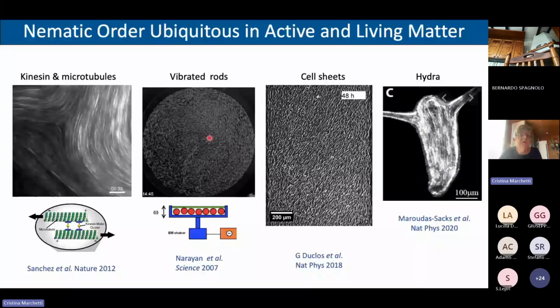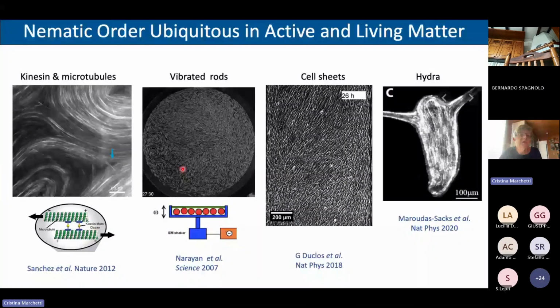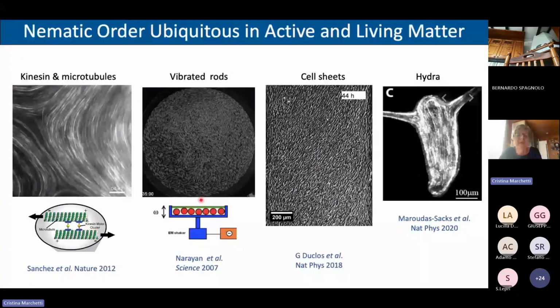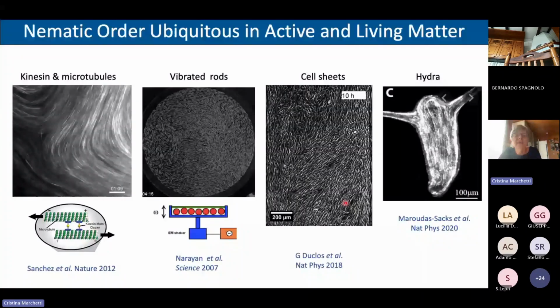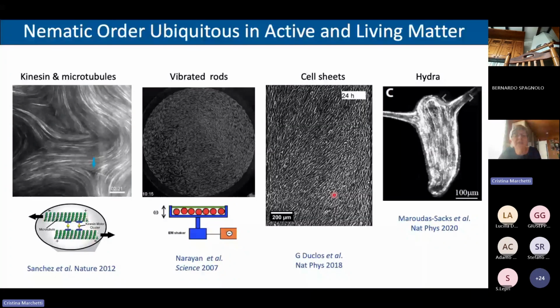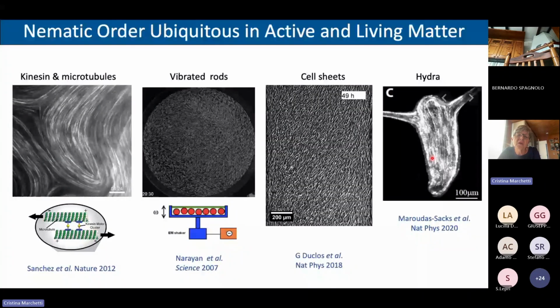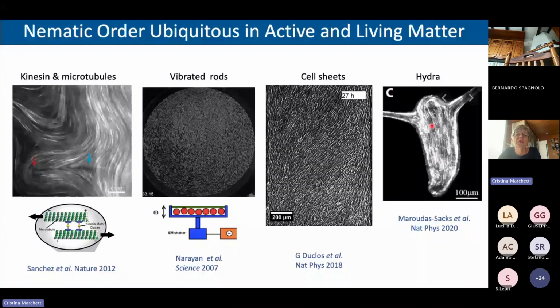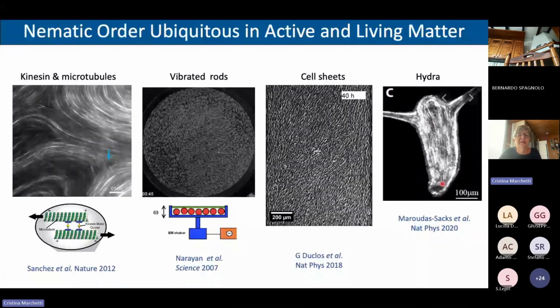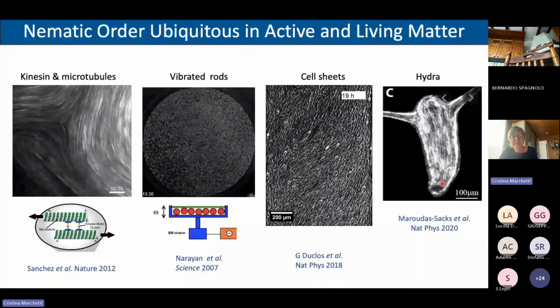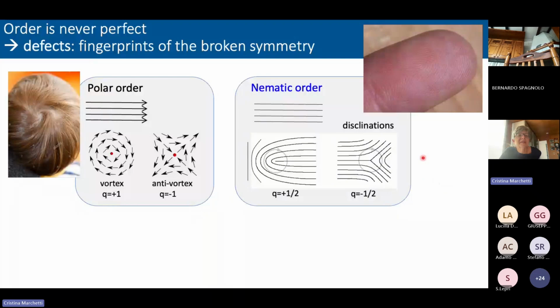So this is a monolayer of a granular rod vibrated vertically. This is a dense layer of epithelial cells that flow spontaneously in a channel. And you see nematic order even at the scale of an entire organism, in this freshwater polyp hydra, that I will tell you more about later, as I promised. So there's a lot of nematic order in active matter.